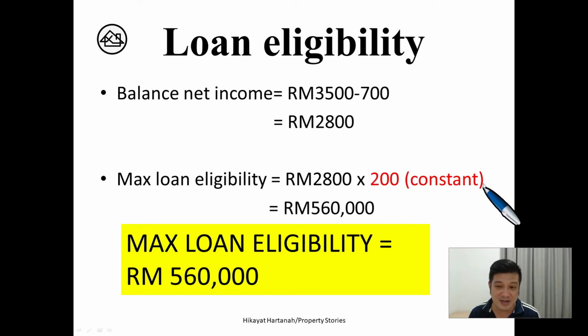Remember this magic number? This is a constant. So 560,000. What does this 560,000 mean? This 560,000 is actually the person's loan eligibility. This customer's loan eligibility means he can take a loan up to 560,000 max. It's that simple. Less than 5 minutes you can actually calculate it already. You can calculate for your customer, you can calculate for yourself. Okay, so we move on next to monthly installment.